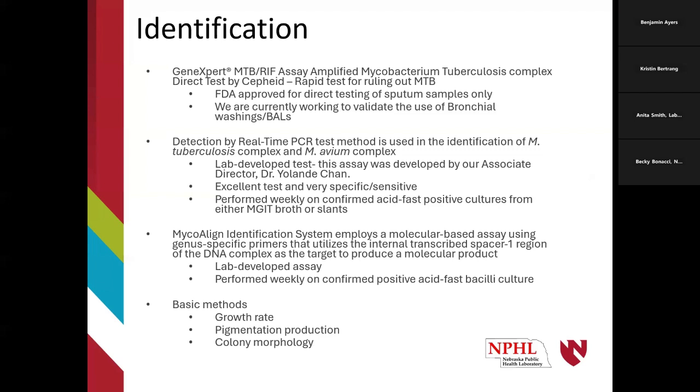So once we actually have a pure positive acid-fast bacilli, we have a couple of ways that we can identify them. Our first one that we can use directly from the MGIT tube, also we can do some from a pure culture from the slants, is our real-time PCR. This is a lab-developed test, and it was developed by our associate director, Dr. Yulan Chan. She has done an absolutely amazing job in getting this underway for us.